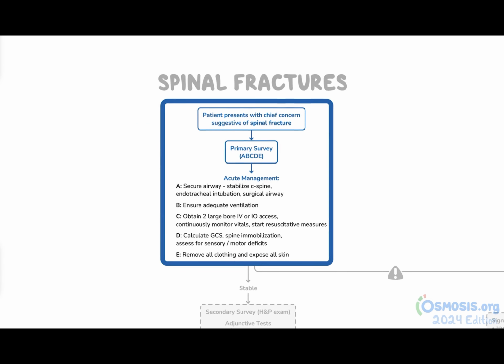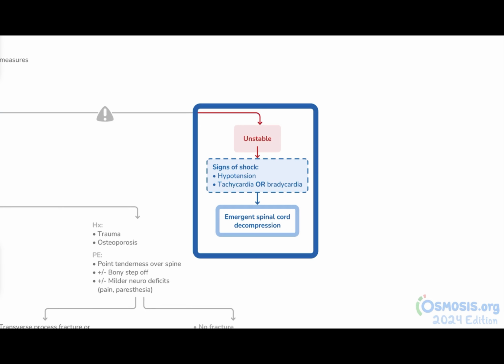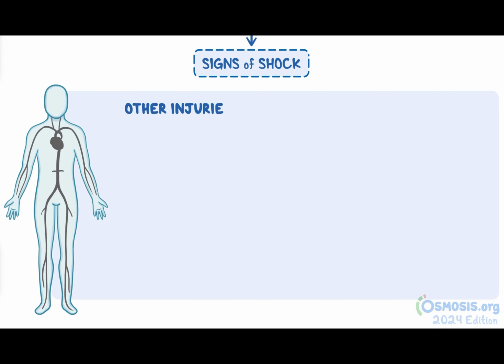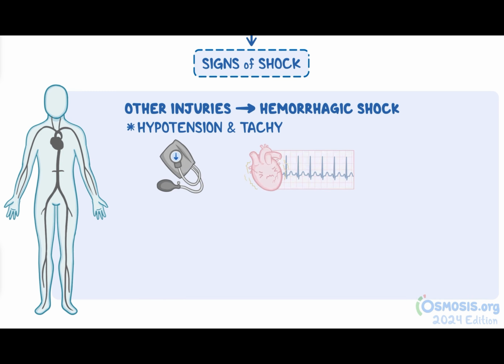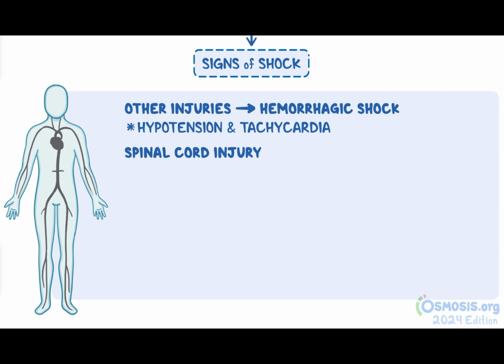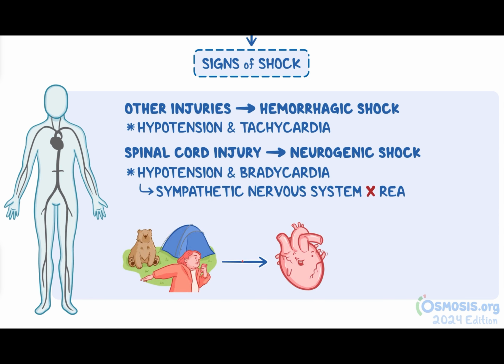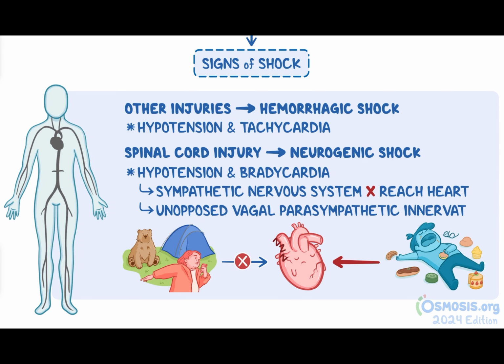Alright, if your patient is unstable, they will have signs of shock. If the shock is from other injuries, it is probably hemorrhagic shock, so you'll find hypotension and tachycardia. However, if it's from a spinal cord injury, we're talking about neurogenic shock. In this case, they will have hypotension but with bradycardia. This is because signals from the sympathetic nervous system cannot reach the heart, causing unopposed vagal parasympathetic innervation.